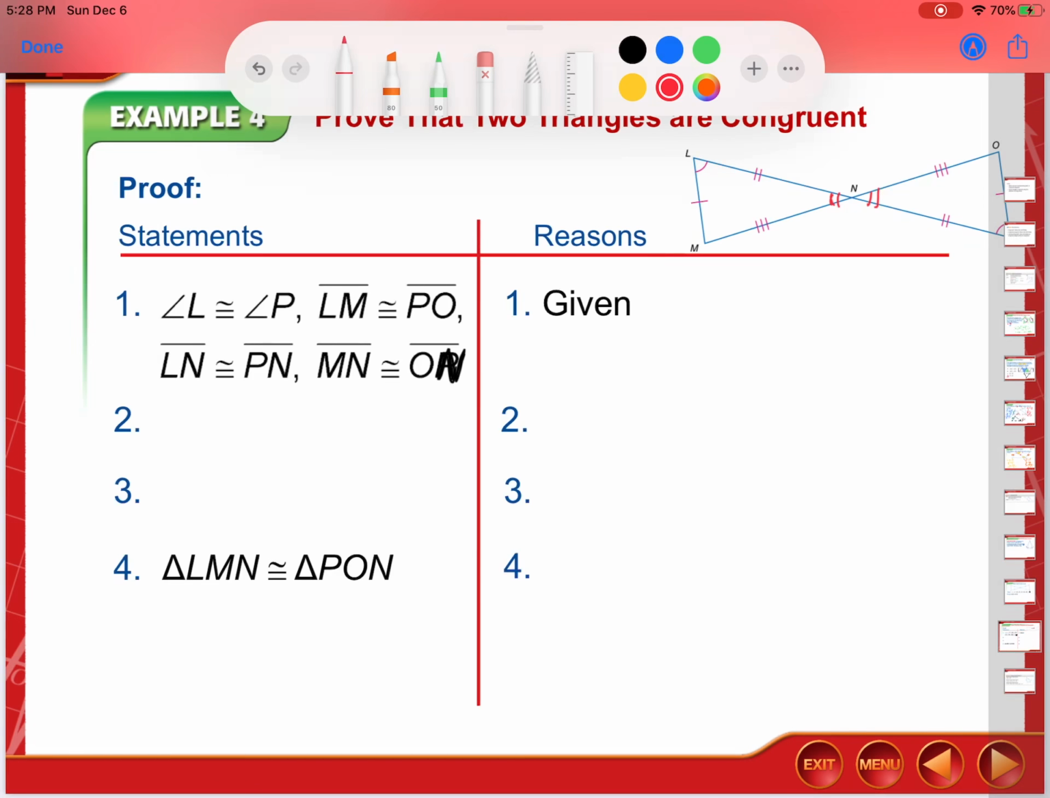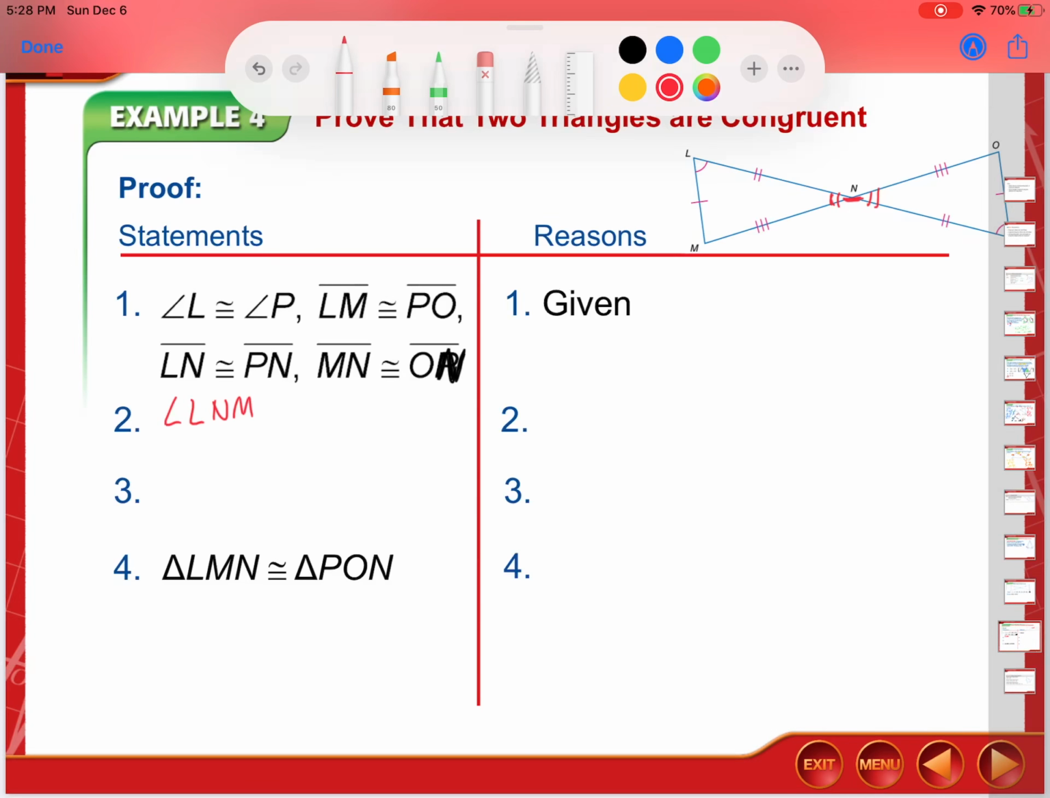And how I plan to do that is using vertical angles theorem. Since these two lines are intersecting, line LN and line MN, and these angles are directly across from each other, by vertical angles theorem, they must be congruent.